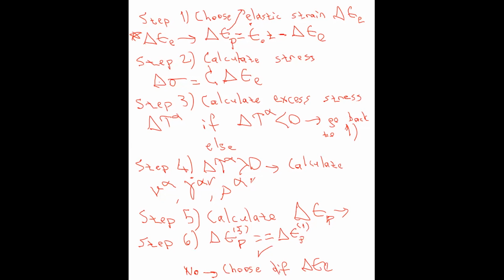All right, so maybe we can just go ahead and check. We are at step number 1. We just choose one elastic strain. Let me go to a new page. How can I add another page? Let me check.